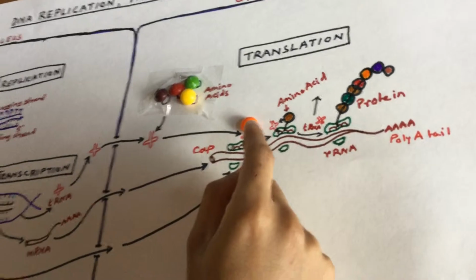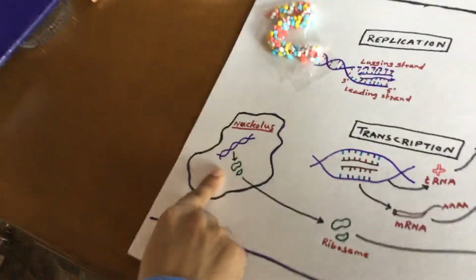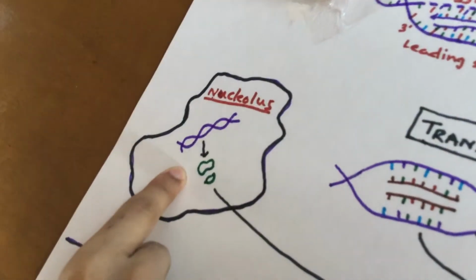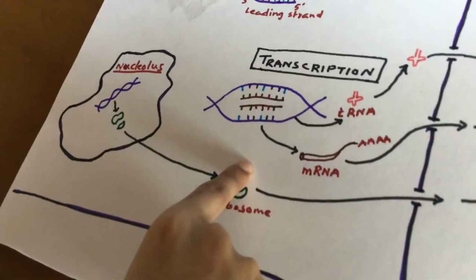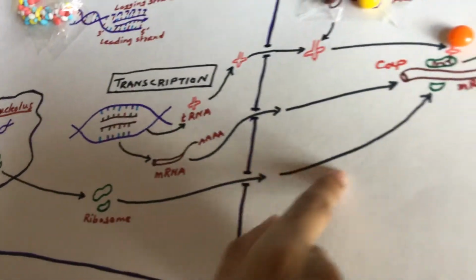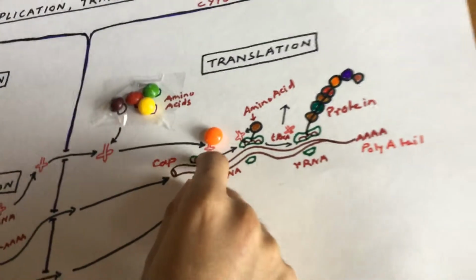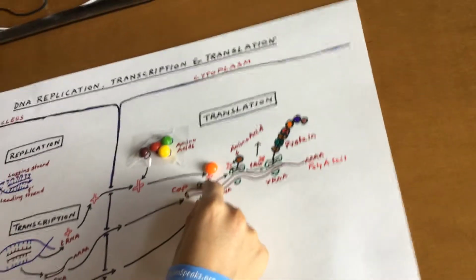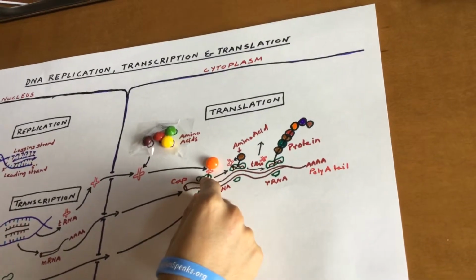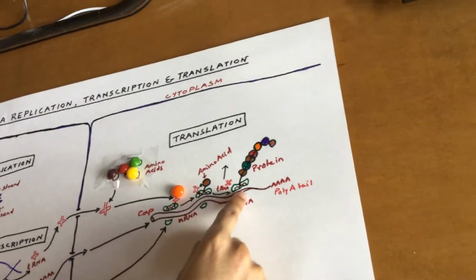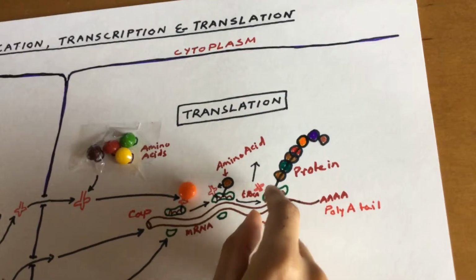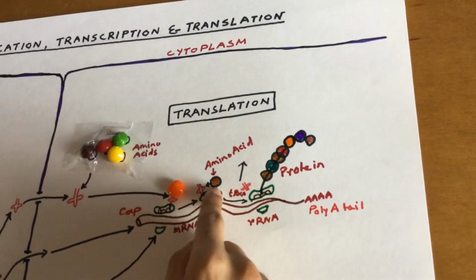rRNA is formed in the nucleolus, which is right here. And rRNA makes the small and large subunit of a ribosome. These will come out of the nucleus and attach to the cap end of the mRNA. The ribosome moves toward the poly A end of the mRNA, and it'll attach tRNA with mRNA, which is shown right here.